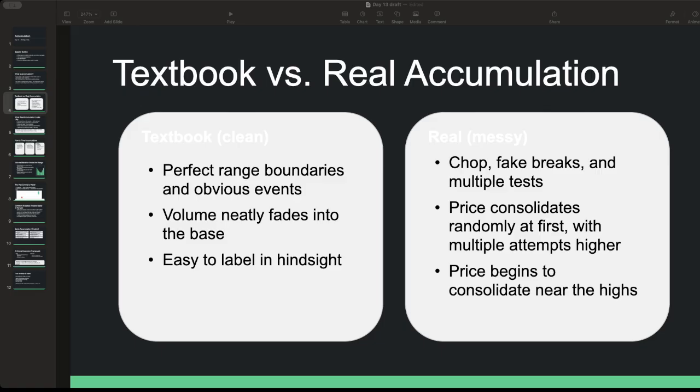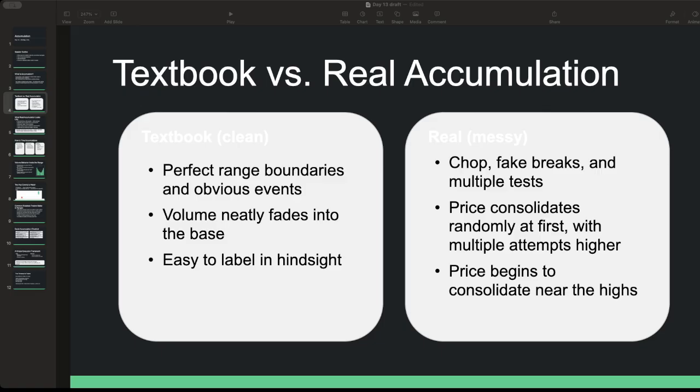Obvious events, obvious entries, such a clean level of resistance and such a clean level of support. Volume kind of needs to fade into the base, right? Easy to label in hindsight. A real one usually starts with a lot of chop, a lot of fake breakdowns, and multiple tests, so multiple pullbacks into those breakdowns, right? Price consolidates randomly at first with multiple attempts higher.